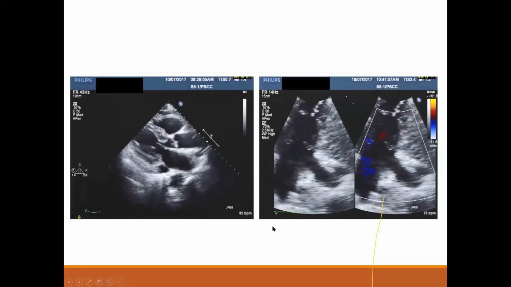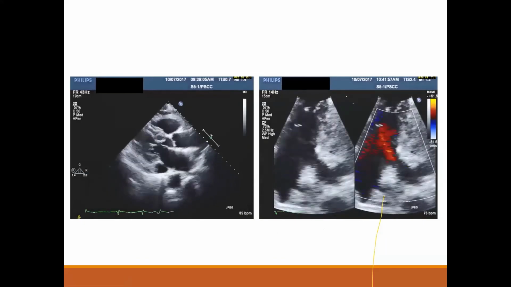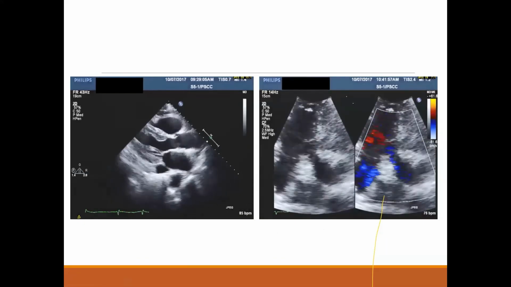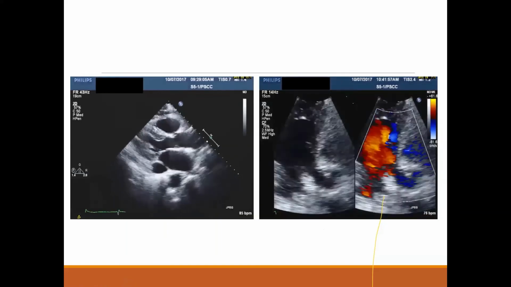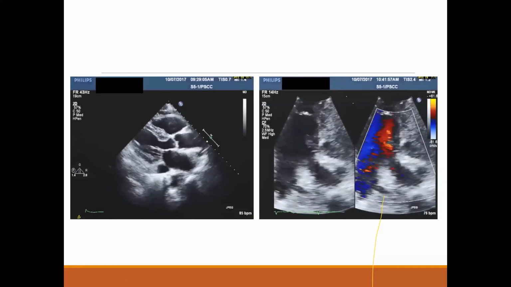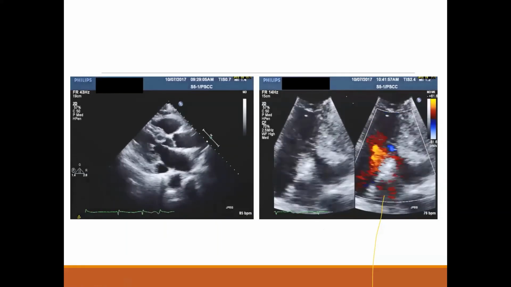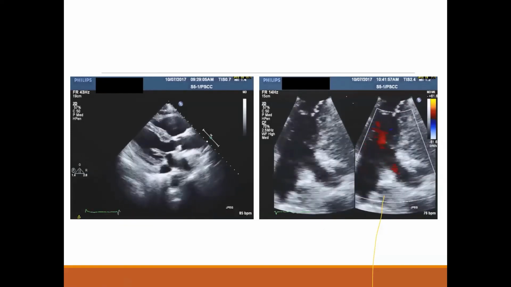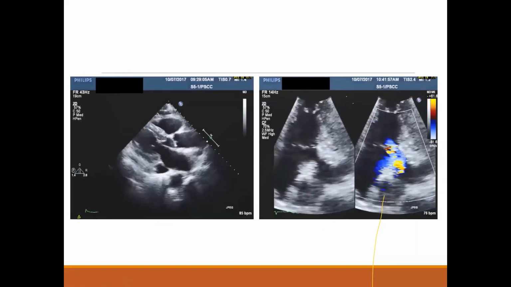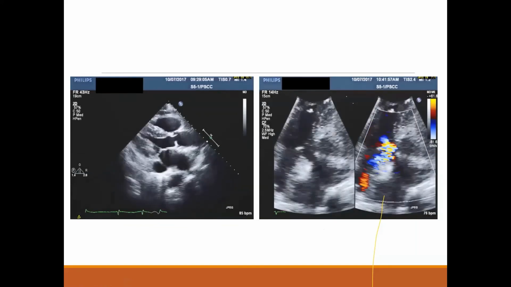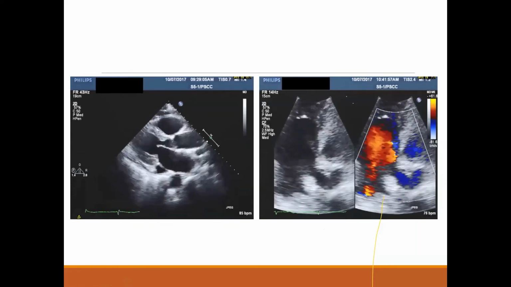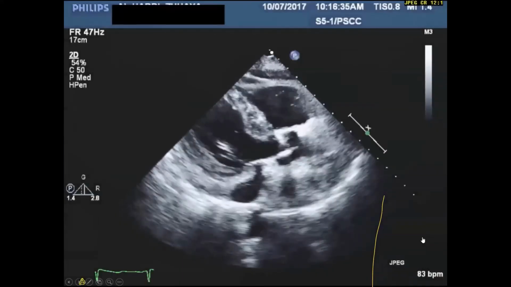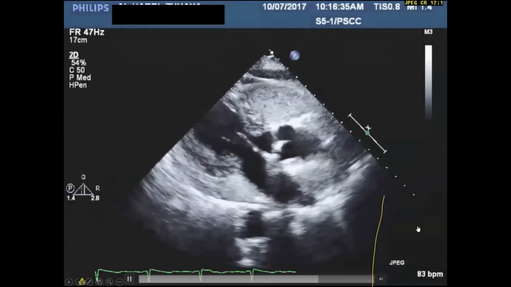So what am I going to do? A technician comes to you asking of the next step. Bubble test, the agitated saline bubble test. Exactly. But where are you going to put your venous line? In the left side. It has to be on the left. Now look at this one. This is what we have done.